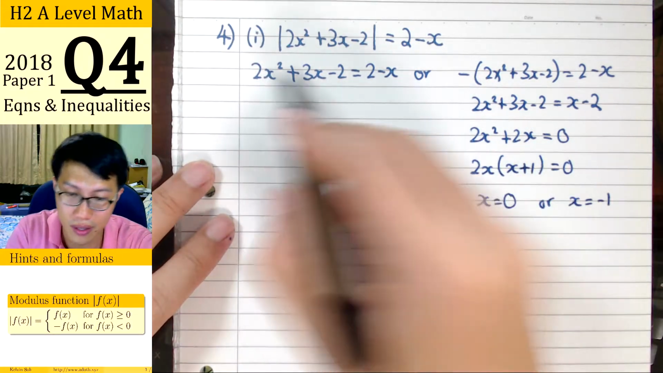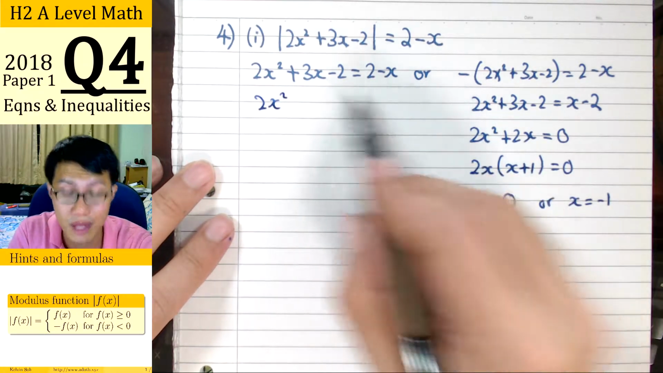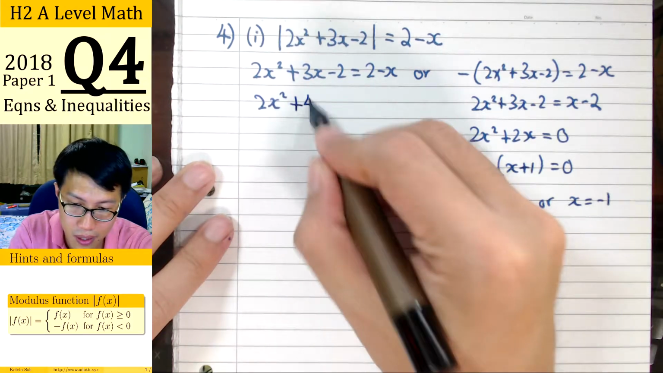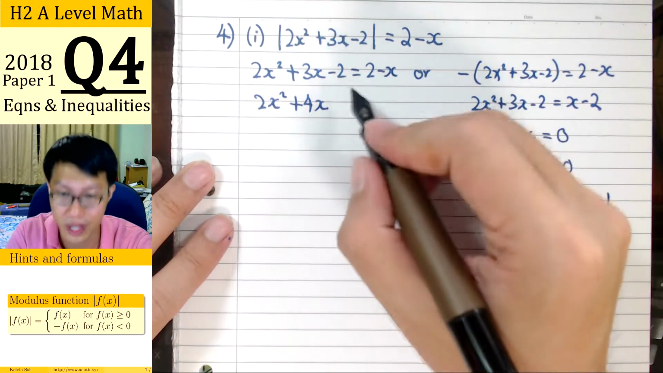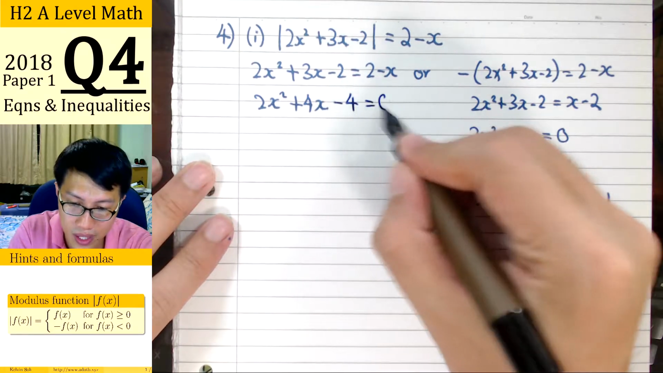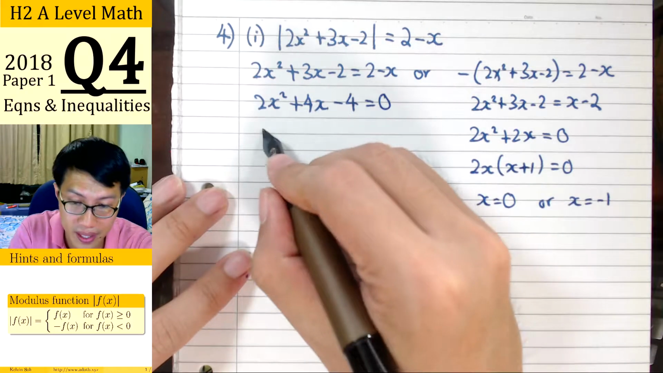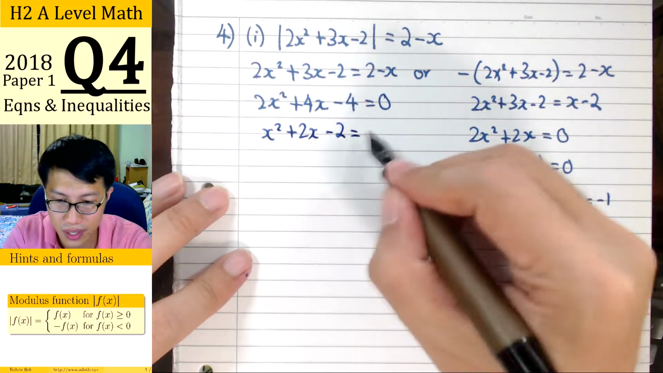We move the numbers across, so we get 2x squared. 3x, moving the minus across, gives us plus x. So 3x plus x gives us plus 4x. And minus 2, we move the 2 across, minus 2. Minus 2 minus 2 gives us minus 4 equals 0. Okay, there's a common factor of 2. Let's divide throughout by 2 to get x squared plus 2x minus 2 equals 0.